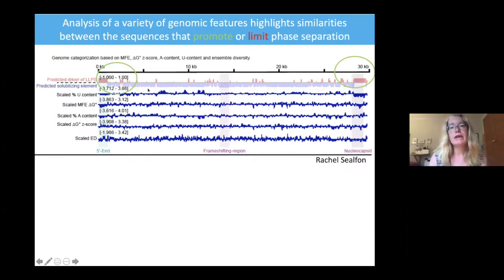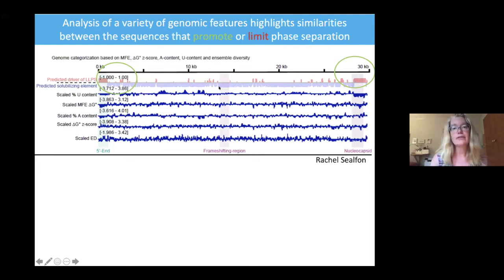So we've done now some computational analysis of the genome, and this is in collaboration with Rachel Silfan at Princeton, where she essentially analyzed various aspects of the genome for sequence properties, and compared the elements in the 5' end and the frame shifting region with the rest of the genome. And what was really interesting is that at the 5' end, which we know promotes phase separation, for all of these different properties, we see the most similarity with the 3' end of the genome. And again, this is the other part of the genome that drove phase separation.